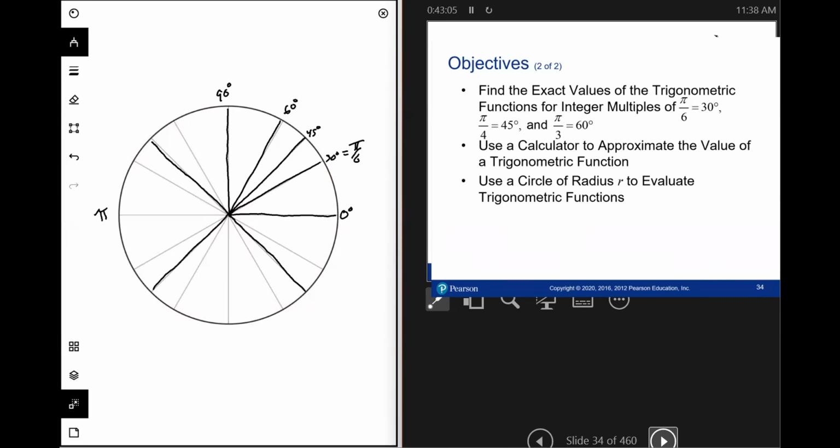So this is 180 over here, which is the same as pi. Pi looks weird anyway. All right. And then using a calculator to approximate a trig function value.